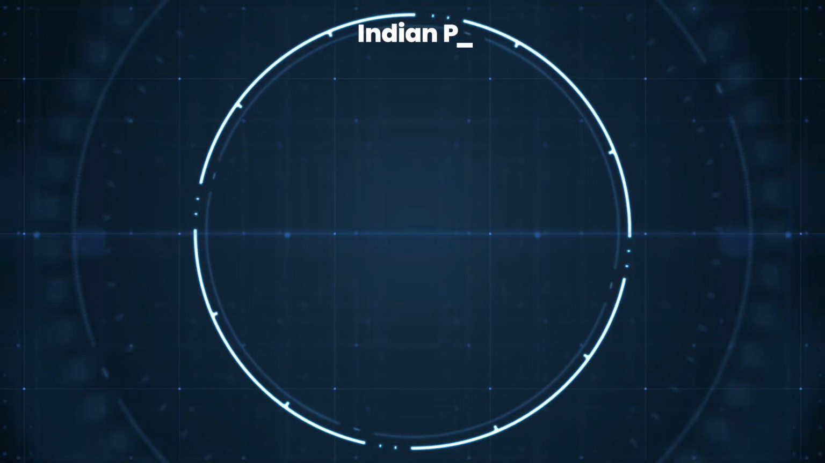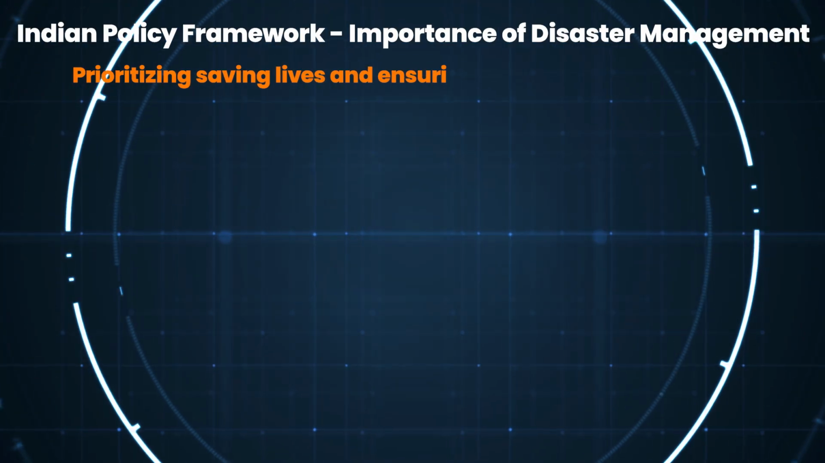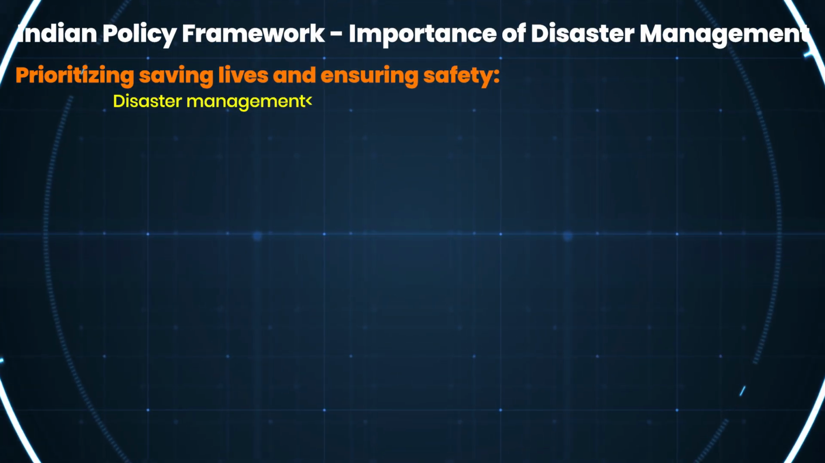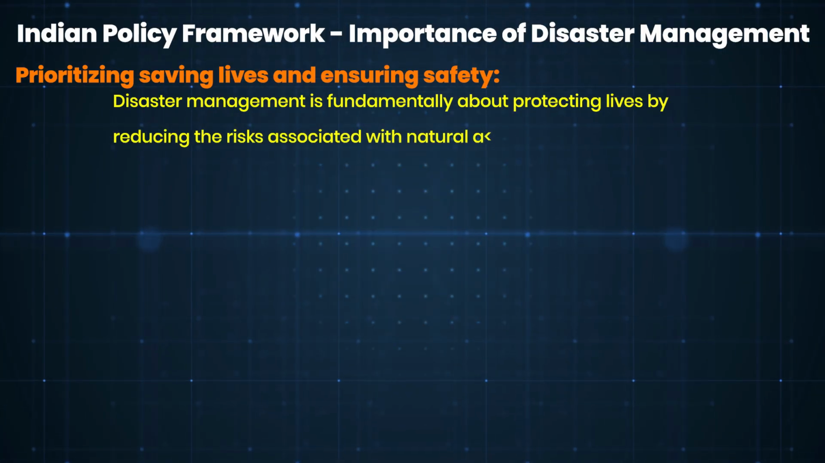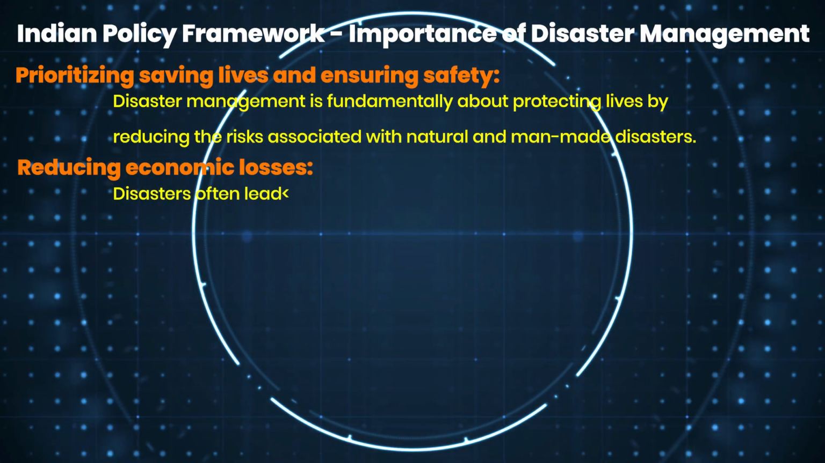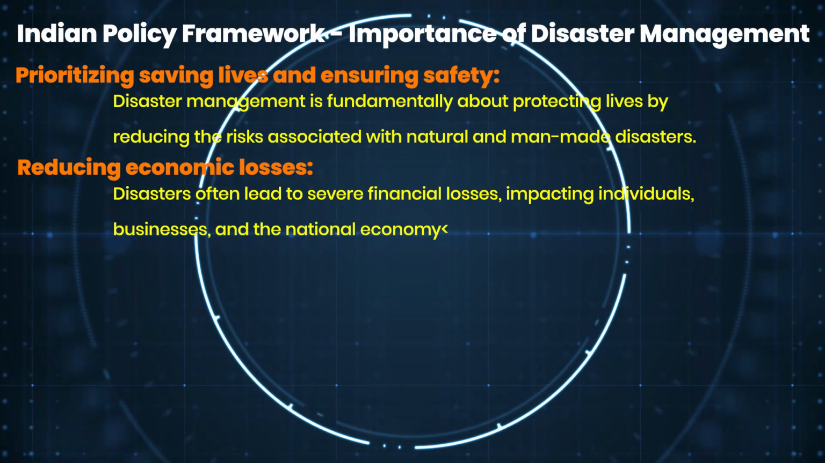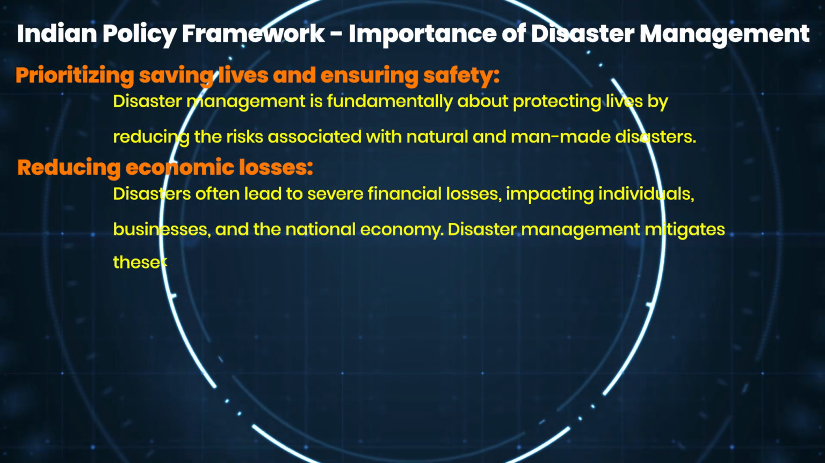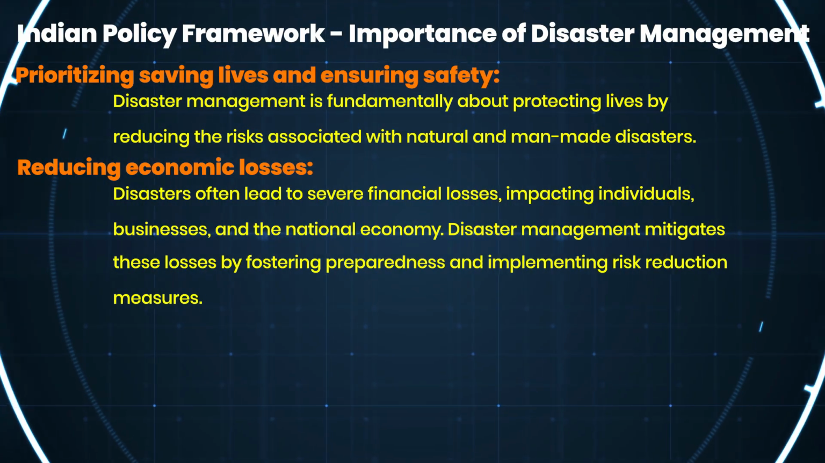Now, let us try to understand once again what is under the Indian policy framework that is so important today. Prioritizing saving life and ensuring safety. Disaster management is fundamentally about protecting life by reducing the risk associated with natural and man-made disasters. Next is reducing economic losses. Disasters often lead to severe financial losses impacting individuals, businesses and the national economy. Disaster management mitigates these losses by fostering preparedness and implementing risk reduction measures.